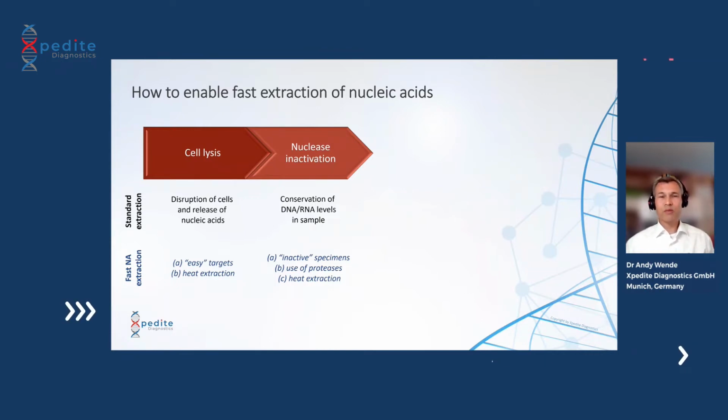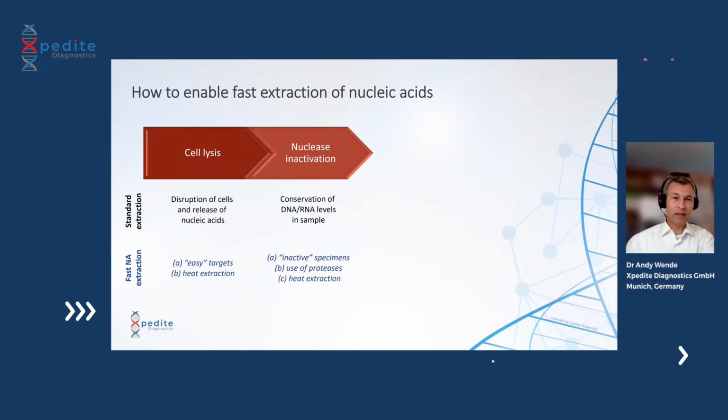An opposite type of sample would be, for example, blood plasma. It's very rich in nucleases. If you don't take care of this, then all your free DNA and RNA would be easily degraded. So the second strategy to deal with this nuclease inactivation is the addition of proteases. That's our point B here. Of course, these proteases would degrade the nucleases and by that inactivate them very efficiently.